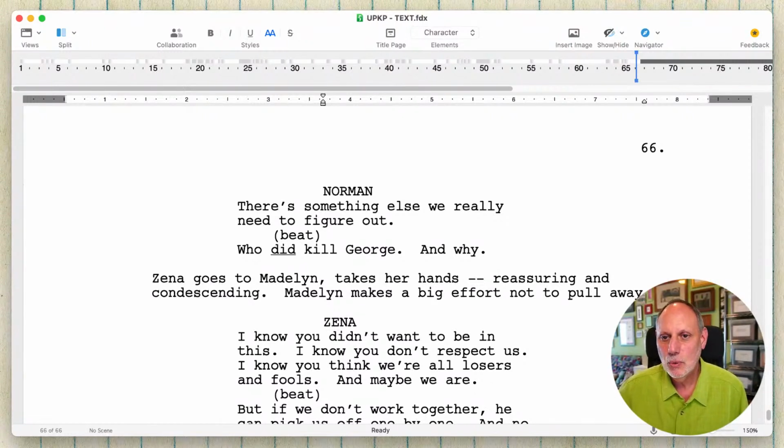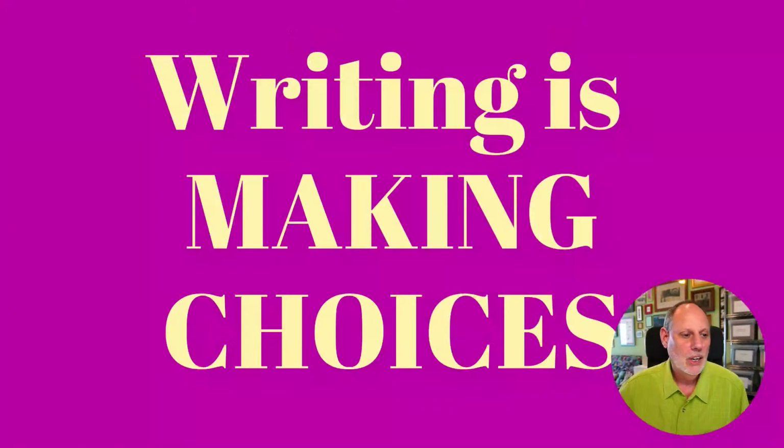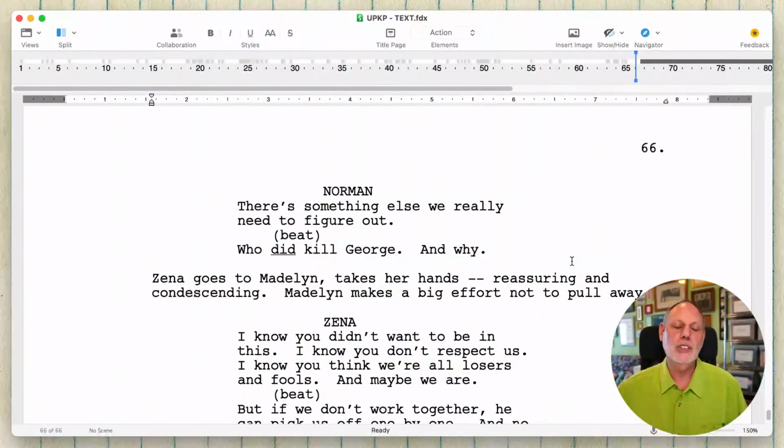I think sometimes writing is making choices. It's not like there's one way to do this. Either one can work. You can make either one work. The question is, which one do I want to live with? Which one do I feel is the one I'm betting on? I'm saying, yeah, that's going to be the best way out of this.